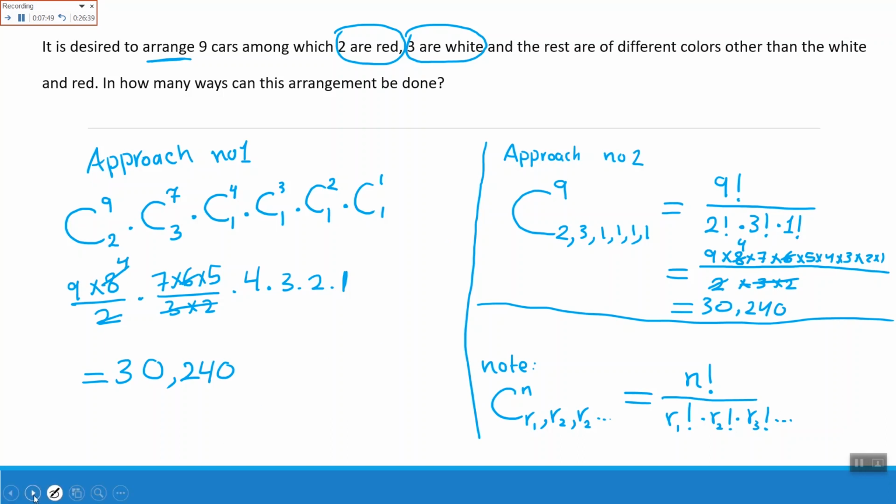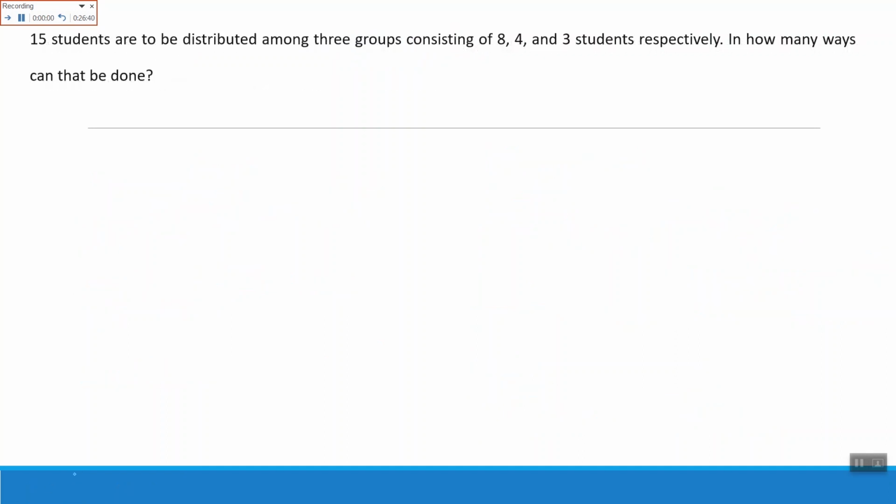Let's check another question similar to this one. Here, 15 students are to be distributed among 3 groups, consisting of 8, 4, and 3. So there are 15 students, and we want to divide them into 3 groups. The first group is 8, the second group is 4, so this is 12, and then 3 students, so it's 15. In how many ways can that be done?